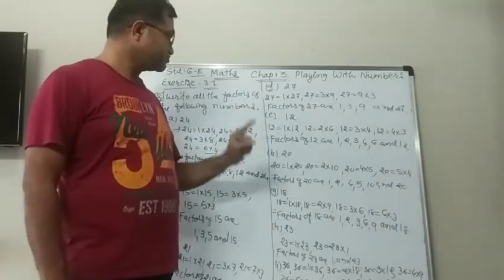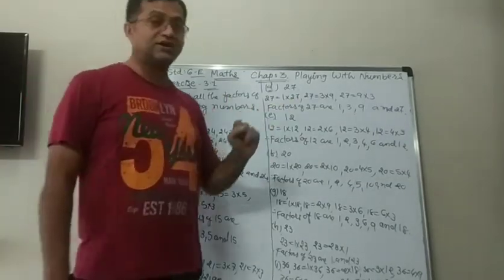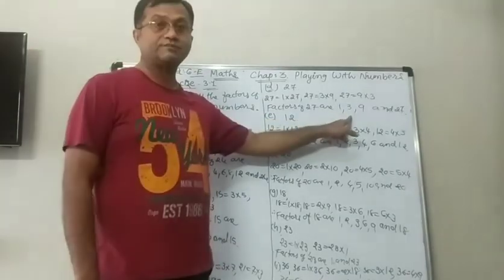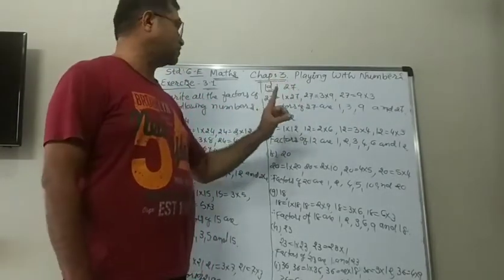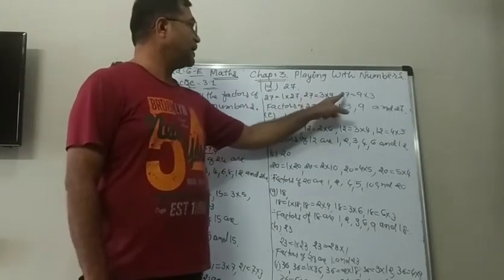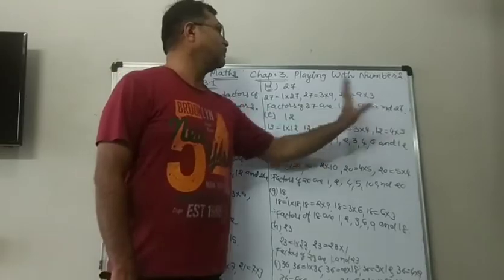Before we go to question number 2, there was a mistake here. I wrote down by mistake that 2 is also a factor. But 2 is not a factor of 27. So factors of 27 are 1, 3, 9 and 27 only.